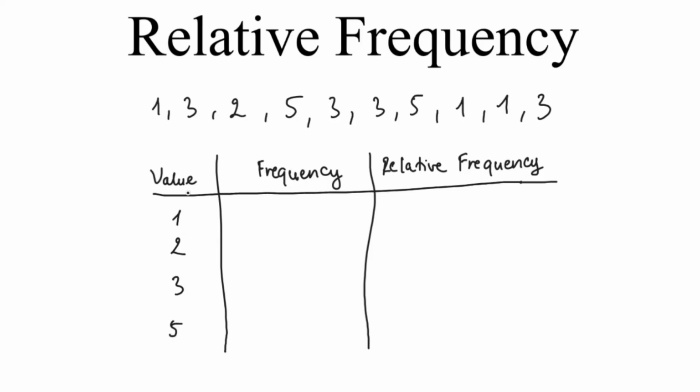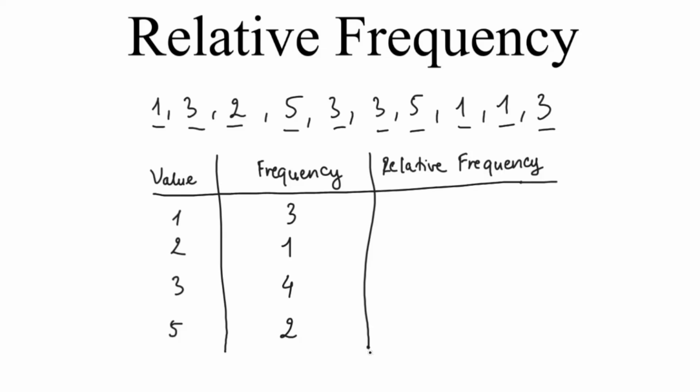I will list them in ascending order. So the frequency of the value 1: how many times does the value 1 appear in this data set? We have 1, 2, 3. So it appears 3 times. The frequency is 3. The number 2 appears 1 time, right? And the number 3 appears 1, 2, 3, 4 times. And the number 5 appears 2 times. So the frequency of number 5 is 2, right?